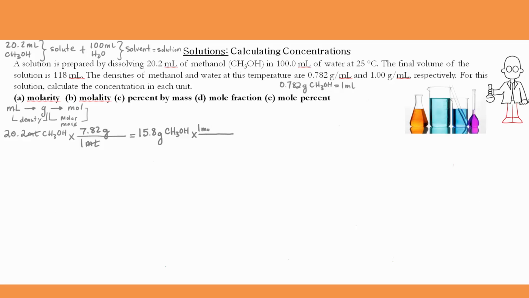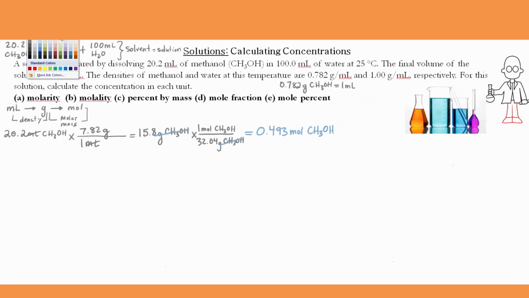Now, to get the number of moles, we need the molar mass. So in 1 mole of CH3OH, we have 32.04 grams of CH3OH. So my unit of grams would cancel, and I wind up with some number of moles, which is 0.493 moles of CH3OH.